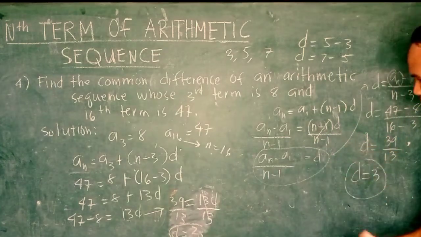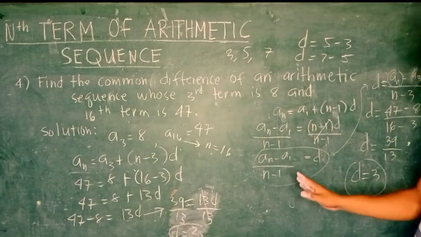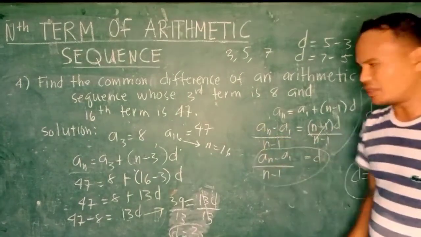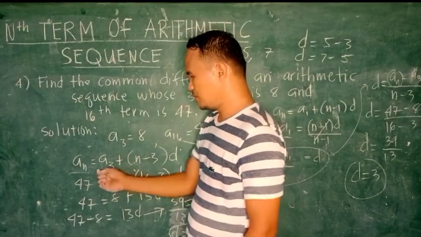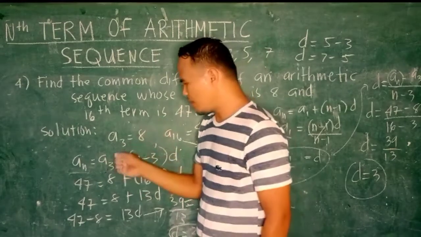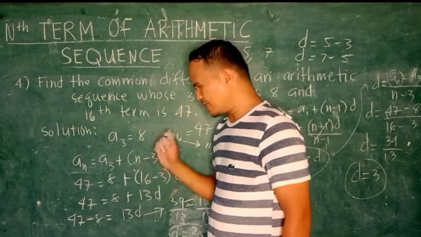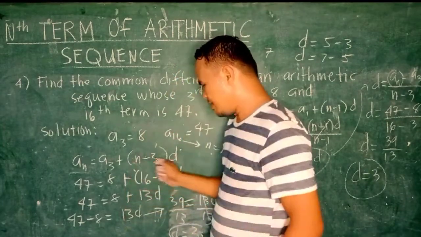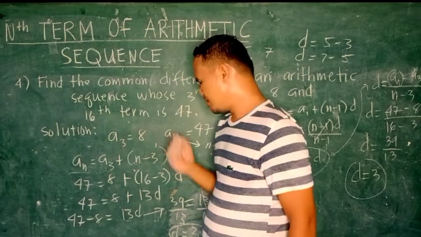Okay. You can use whichever formula you prefer, as long as you solve the problem. So again, if you use this and the first term is not given, you can change the first term here to A sub 3, depending on the given. If the given is A sub 2, use A sub 2, then minus 2. Only the D, the n, or the A sub n will change.